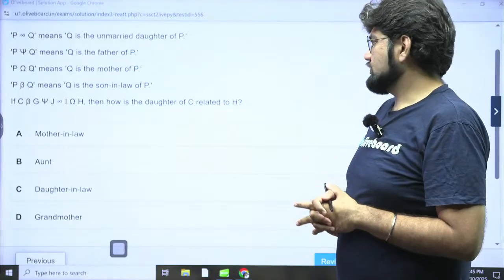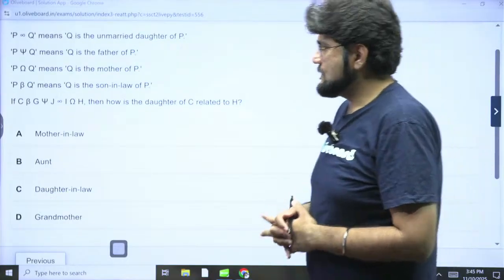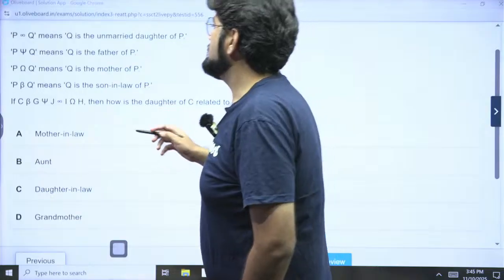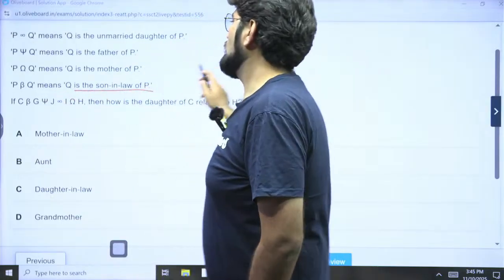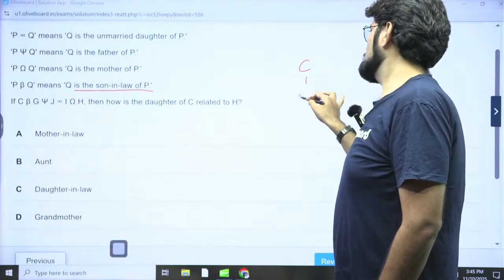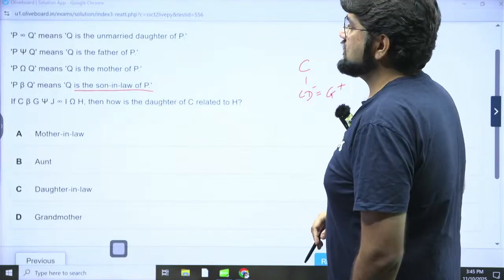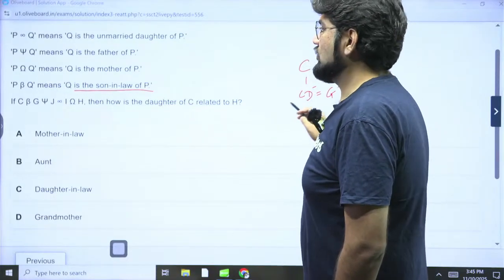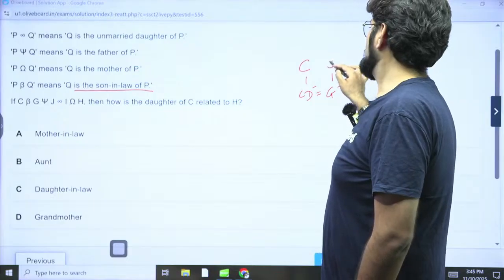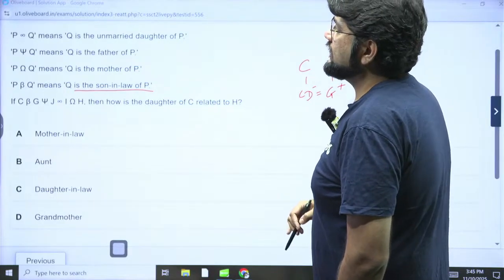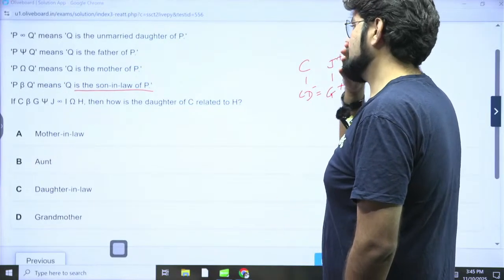How is the daughter of C related to H? Okay. So C beta G means G is the son-in-law of C. So this is C, this is C's daughter, and this is G. G psi J, J is the father of G. So J is the father of G. J infinity I means I is the unmarried daughter of J.